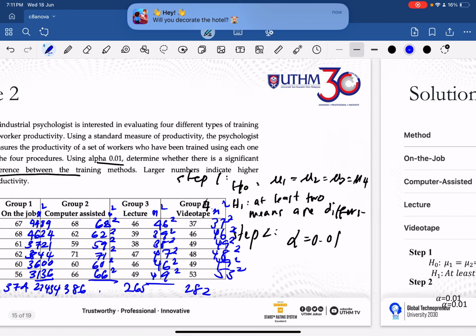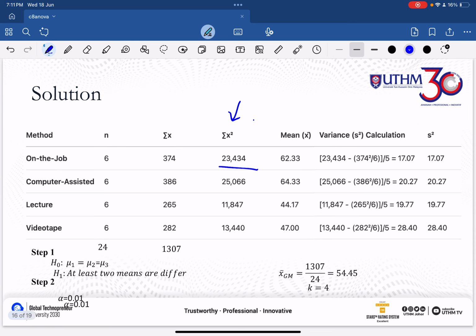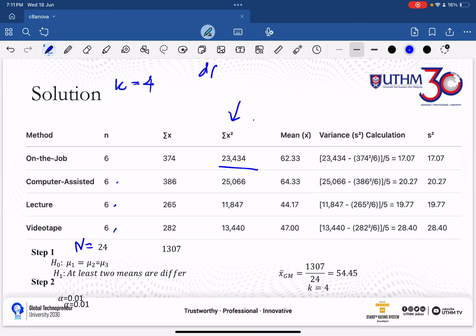So n is the number of data for every group. 1, 2, 3, 4, 5, 6. So 6 data, 6 data, 6 data, 6 data. The n big one is 24. So what is our k? The group number is 4. We have 4 groups. Okay, so we have k, we have n. So again, you can find degree of freedom 1. Okay, and then degree of freedom 2.